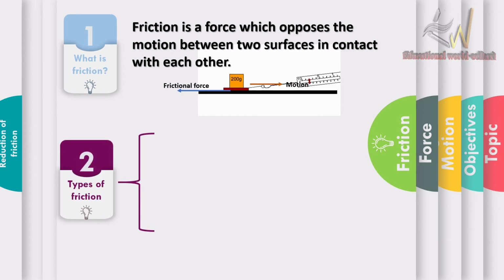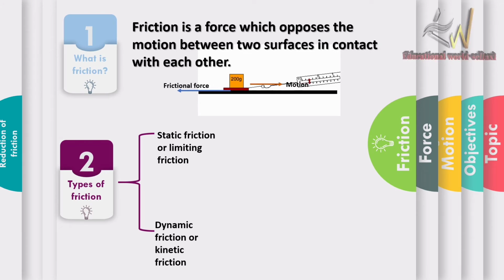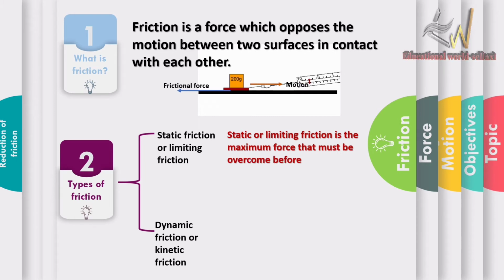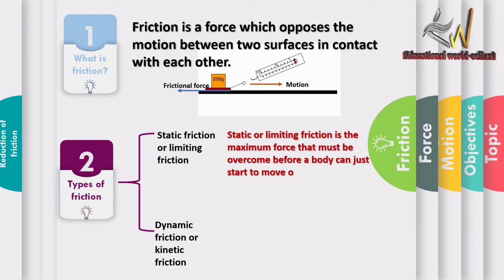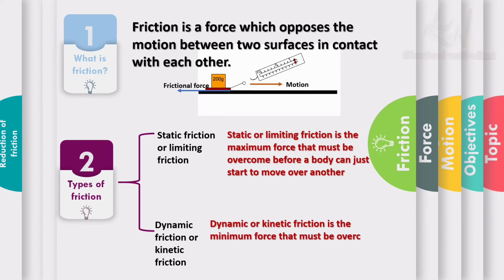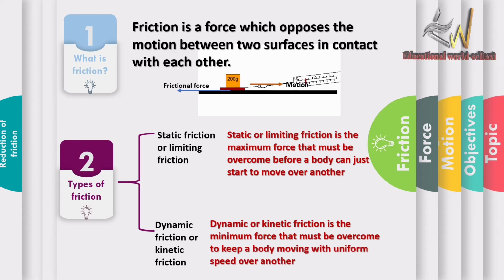Types of friction. We have two main types of friction. We have the static or limiting friction and the dynamic or kinetic friction. Static or limiting friction is the maximum force that must be overcome before a body can just start to move over another. Dynamic or kinetic friction is minimum force that must be overcome in order to keep a body moving with uniform speed over another body.